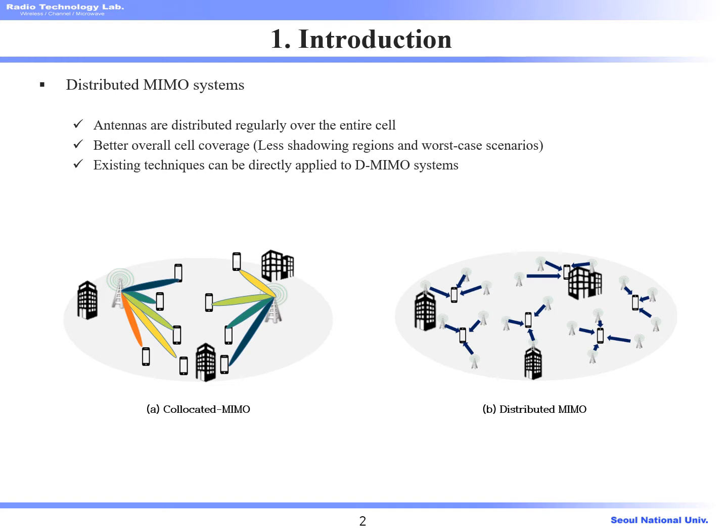The advantage of this is that the overall cell coverage becomes better as there are fewer shadowing regions and the worst case scenarios are improved. Additionally, existing techniques for co-located MIMO systems can also be directly applied to distributed MIMO systems.